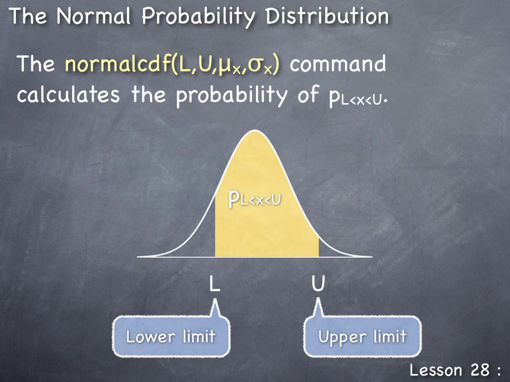The first 2 values are the L and the U. That is, the range from the L, the lower limit, up to U, the upper limit, which defines the part of the bell-shaped curve for which we're calculating the probability. The last 2 numbers are mu sub x, the mean of the normal distribution, and sigma sub x, the standard deviation of the normal distribution.